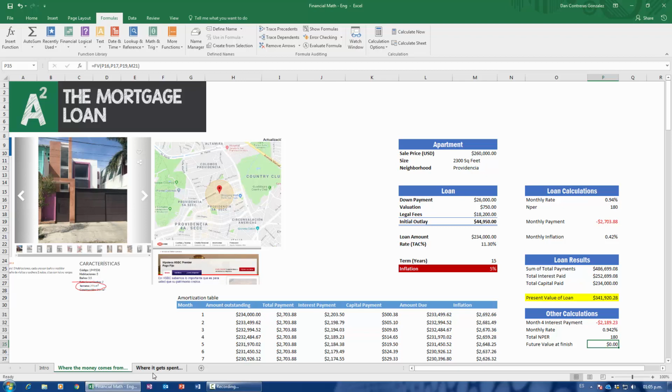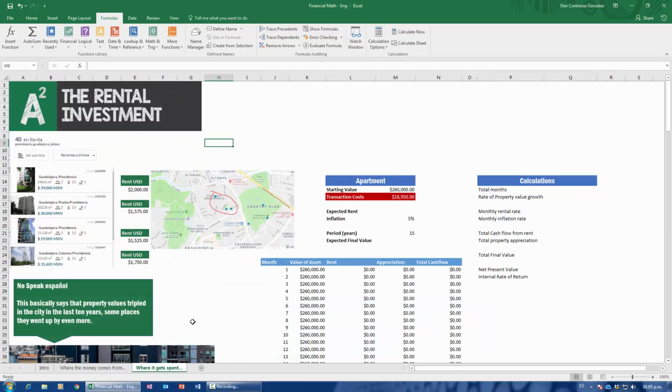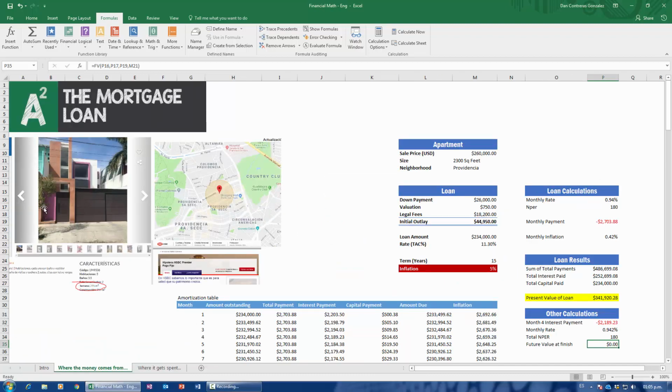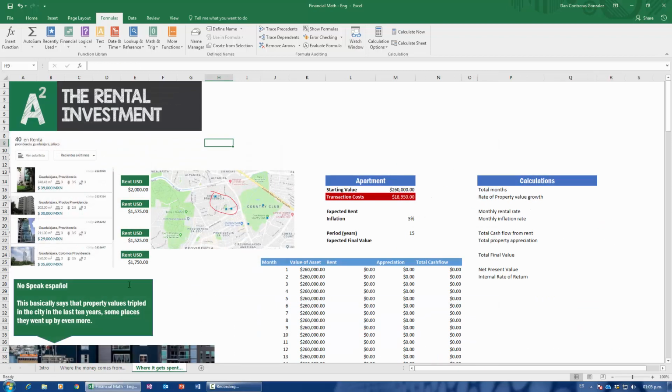Now, in the next video in the series, we're actually going to be looking at the formulas that are necessary to calculate how much an investment is good for. All right, we're pretty much going to be grabbing this very same apartment and renting it out, and calculating if we can actually beat the bank or not by renting out the apartment.